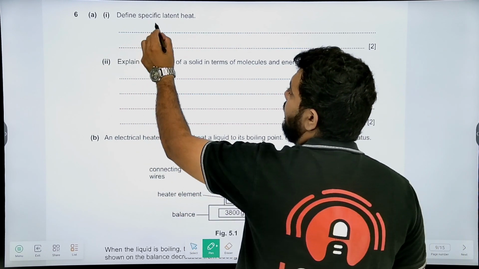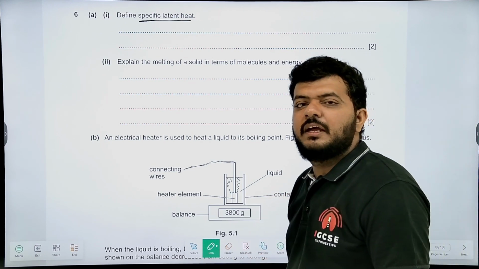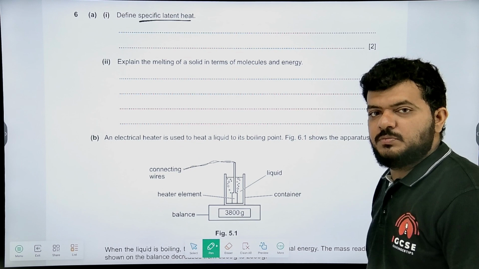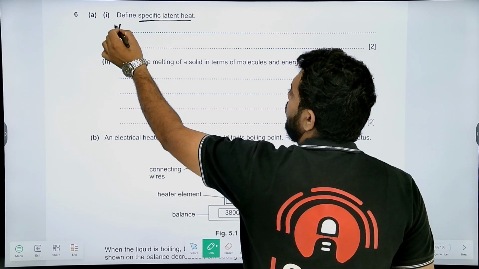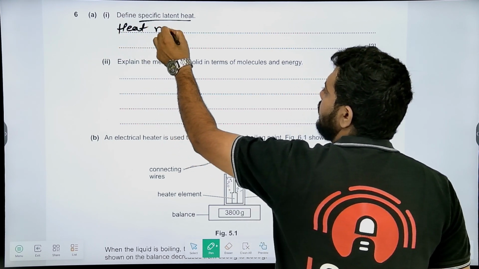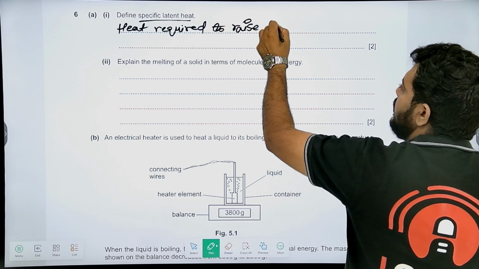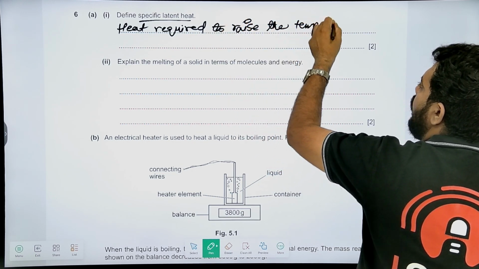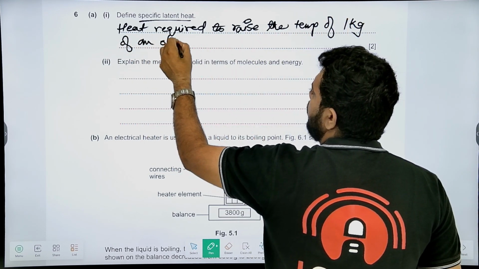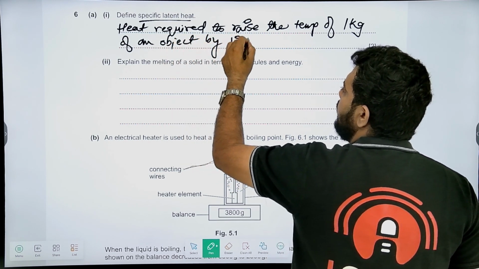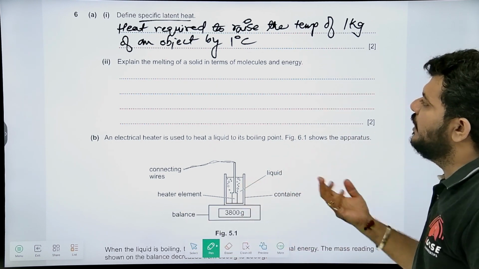Define specific latent heat. Again, I'm telling you, you should make a list of the definitions and try to look them up either in your textbook or in your mark scheme and find out if it is the correct definition or not. Heat required to raise the temperature of 1 kilogram of an object by 1 degree Celsius. You can also write 1 Kelvin, the change in 1 degree Celsius and 1 Kelvin is equal.